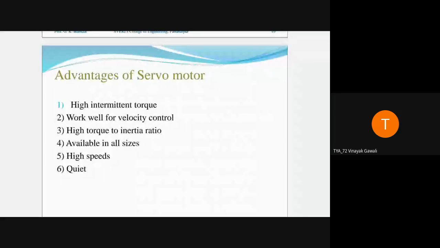You want to stop the machine immediately, at whatever spot, but that is not possible. Why? Because due to inertia the wheel keeps rotating. Right, even if you switch off a vehicle, it moves forward. This is nothing but the inertia. That type of torque and inertia ratio is also better in the servo motor.